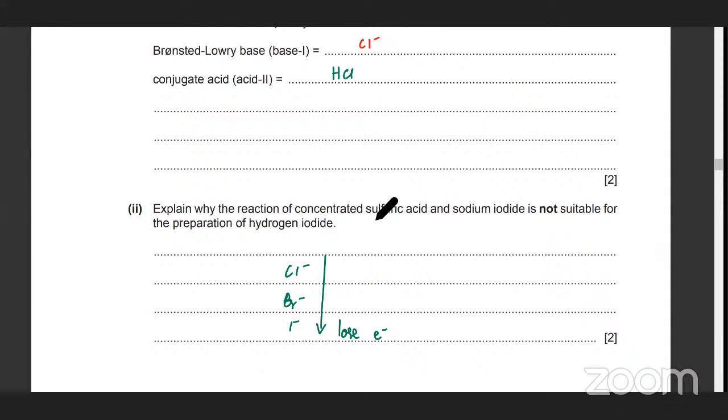So explain why the reaction of sulfuric acid and sodium iodide is not suitable for the preparation of hydrogen iodide. So you're going to write that I minus one gets oxidized, since it's a very good reducing agent. It gets oxidized to I2, and H2SO4 behaves as an oxidizing agent.